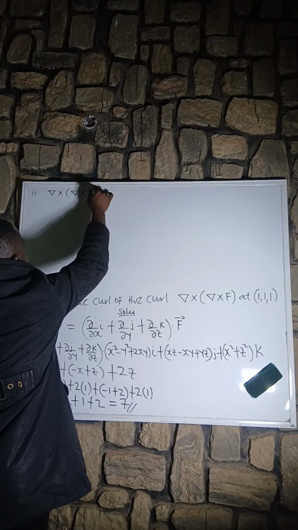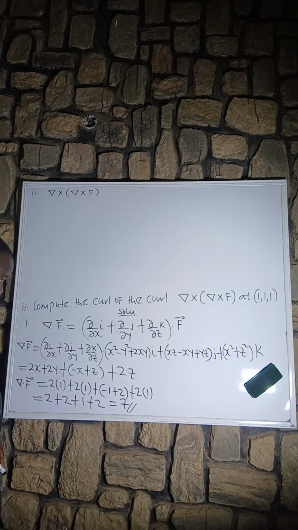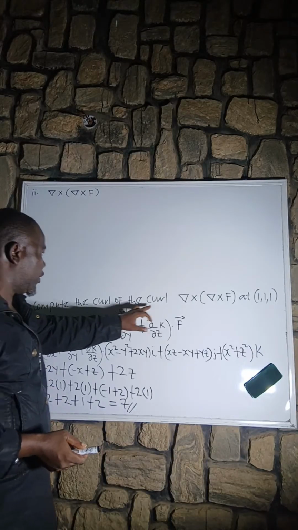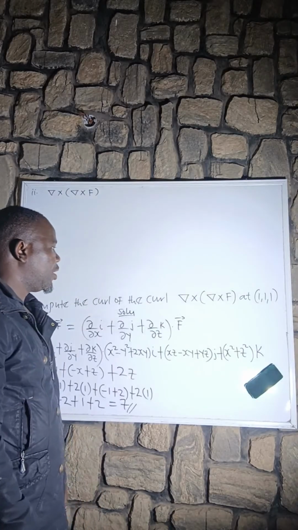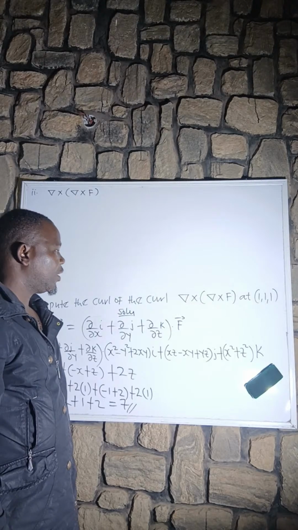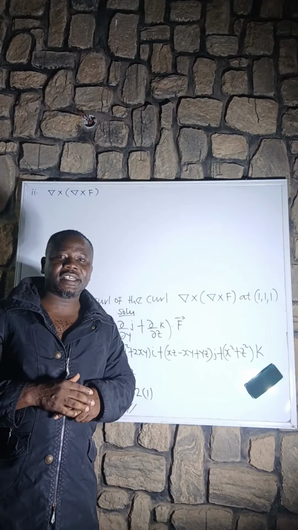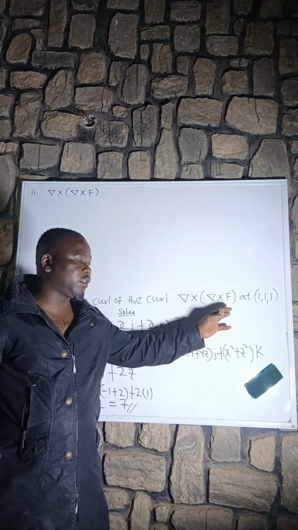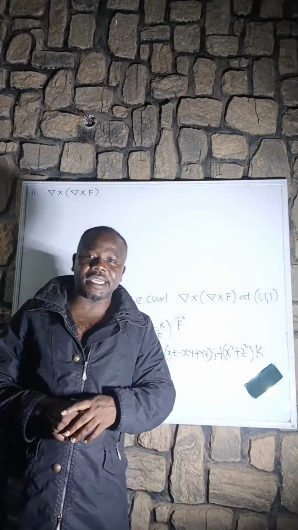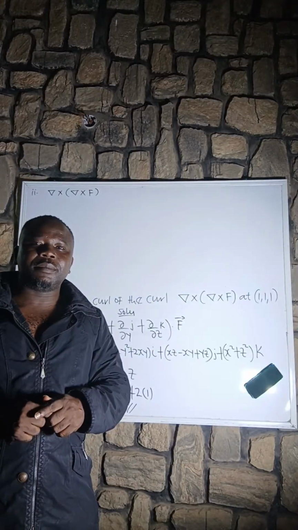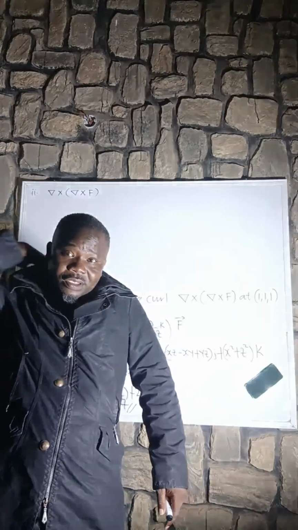Cross vector function. Curl. They said compute the curl of the function. So what we need to do here is, remember, in vectors, when you see cross in vector, what should first come into your mind? Because you've been taught how to find magnitude of vectors and the rest.